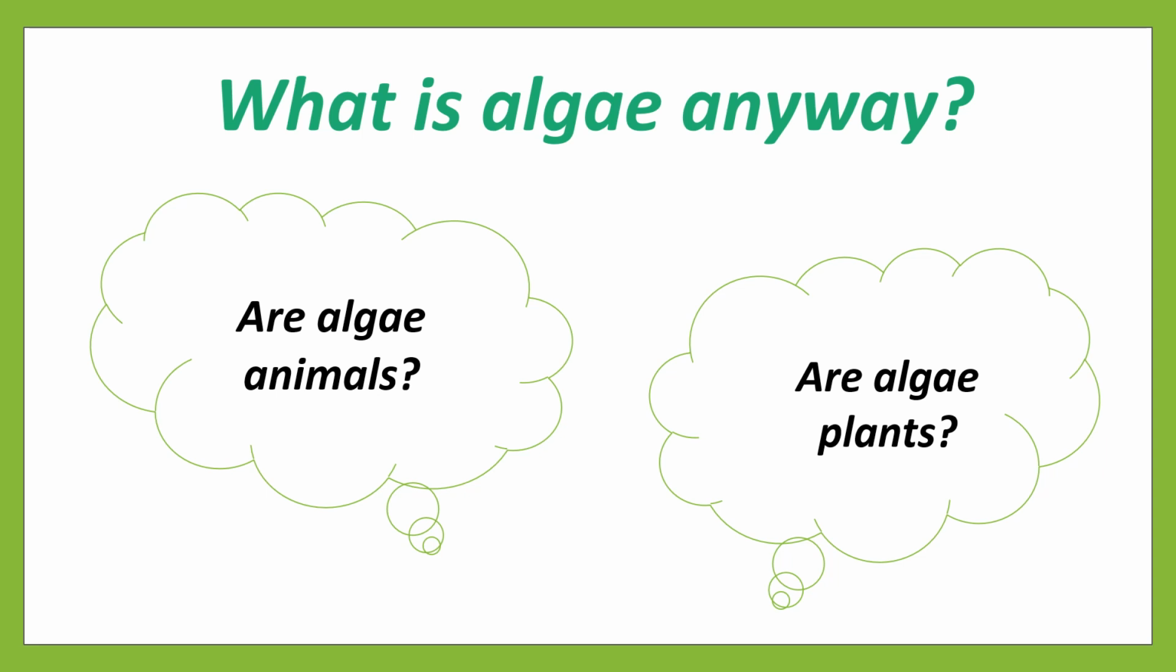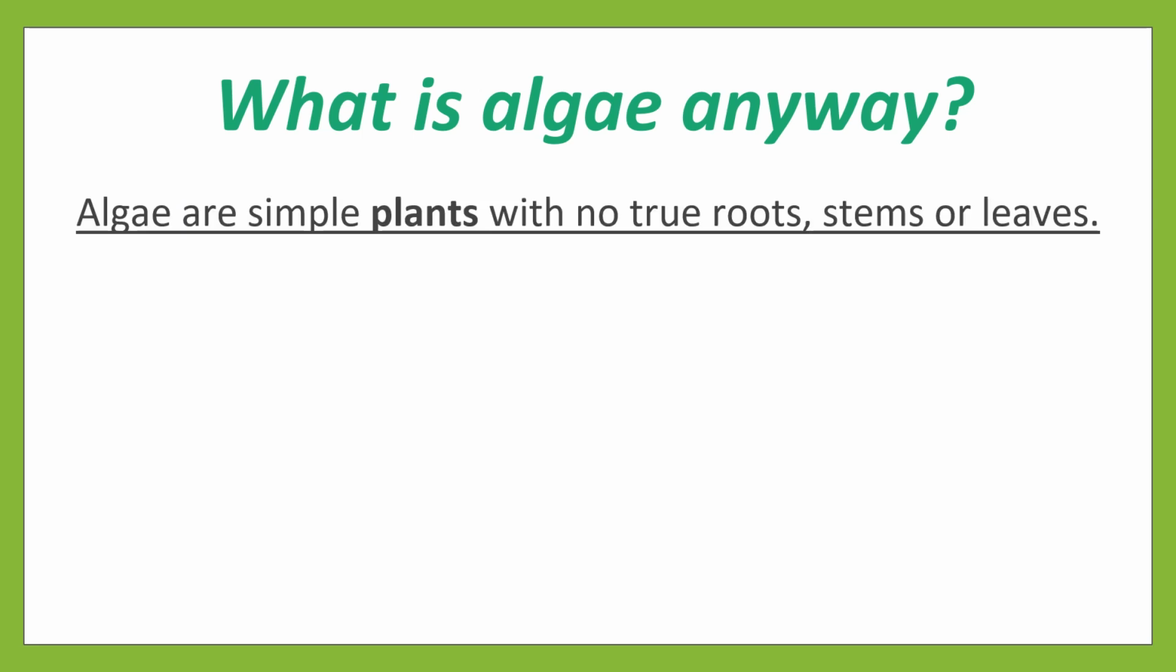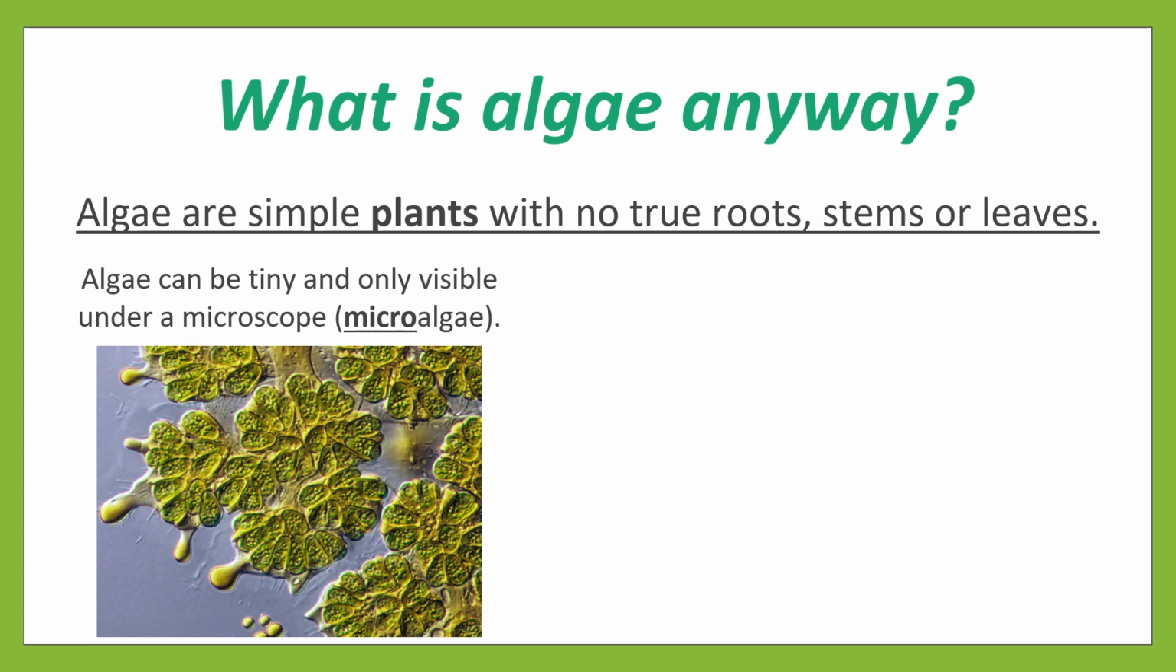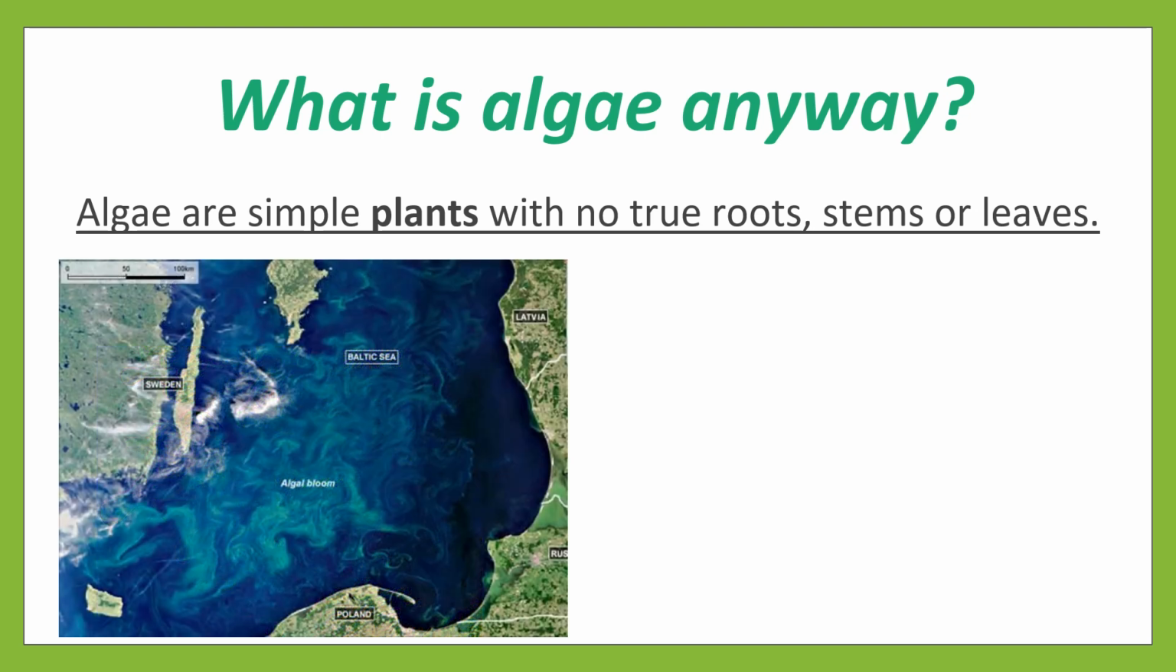What is algae anyway? Are they animals? Are they plants? Algae are simple plants with no true root stems or leaves. Algae fall into two large groups. The first is microalgae. These algae are very tiny and are only visible with the help of a microscope. Most of the microalgae are unicellular, or just a single cell. But when conditions are just right, algae can bloom and become so numerous that this bloom of microscopic organisms can be seen from space. The second group is macroalgae.